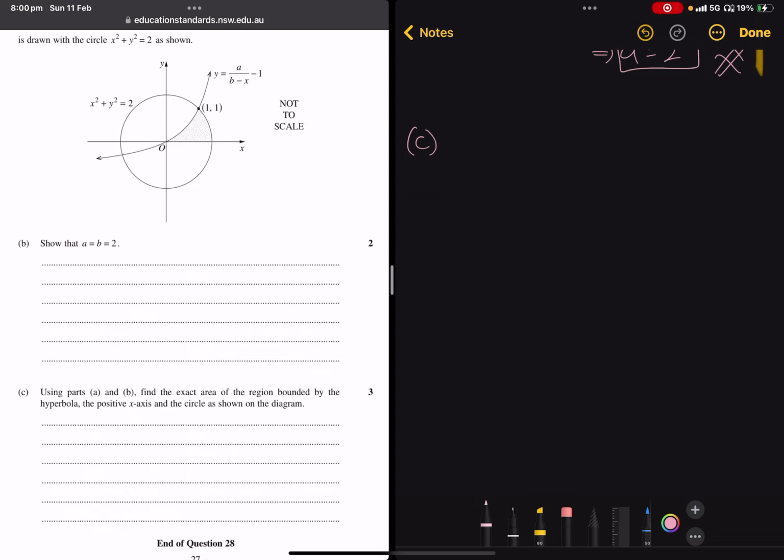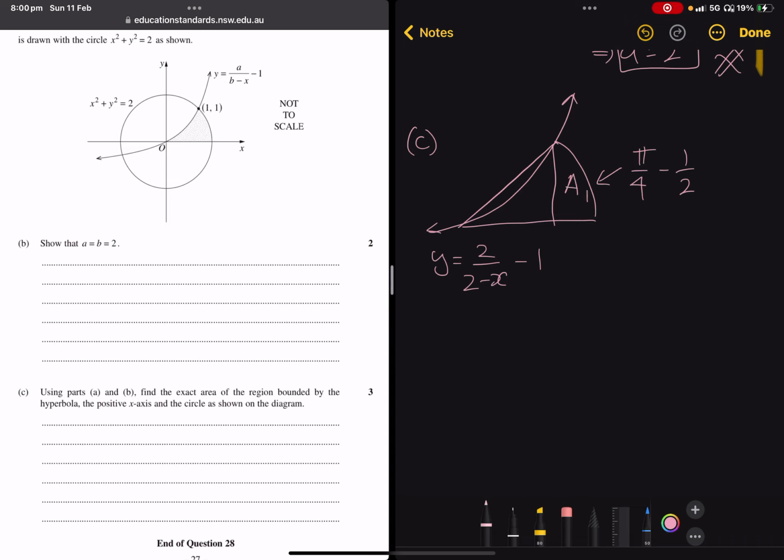Okay, so in part A, as a little throwback, we found the curved bit over here was pi on 4 minus 1/2. This was the exact value of this section. And then we also found that the curve that passes through here has the form y equals 2 on 2 minus x, minus 1. So we know this section already. We know A1. All we need to do is find the area under the curve from 0 to 1.